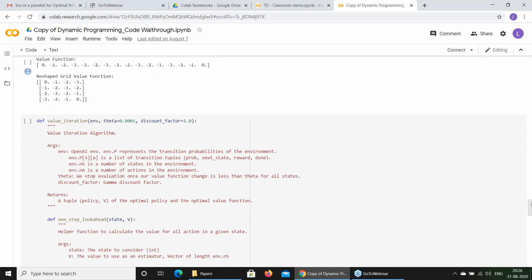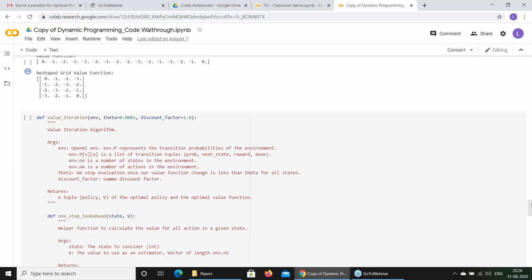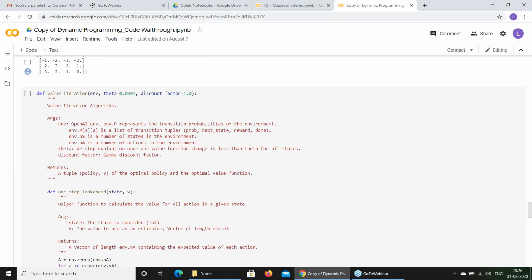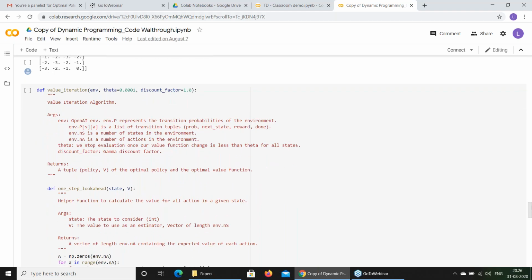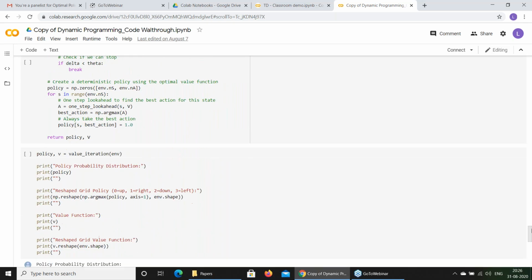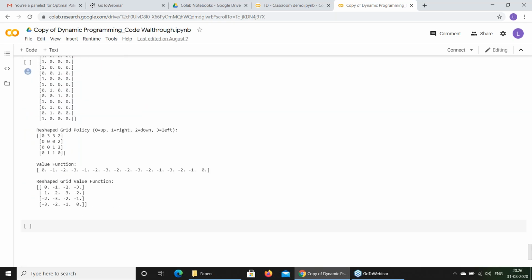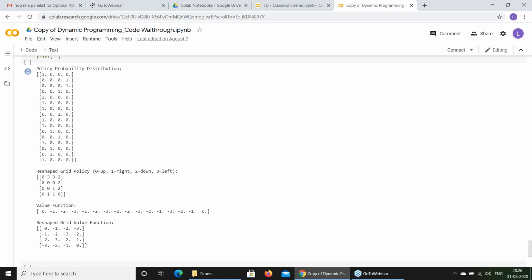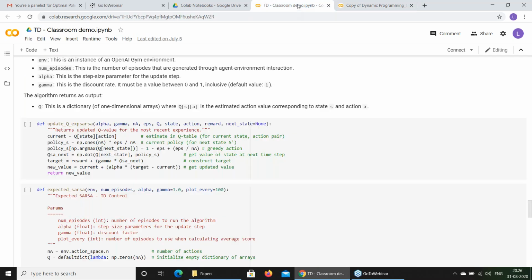Define value iteration. Again, this is the same theta we have defined, discounting factor 1. I think this is the final thing. Finally, we are arriving at this. This is the optimal policy after a number of iterations. So this is about dynamic programming. I don't have the code ready for Monte Carlo. Temporal difference, I will show the Q learning part.